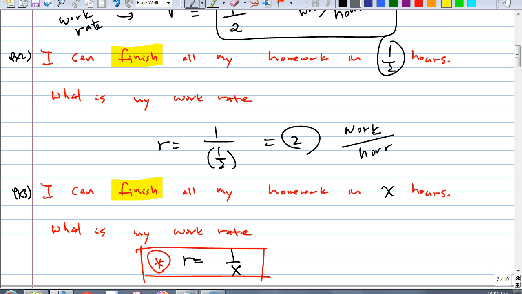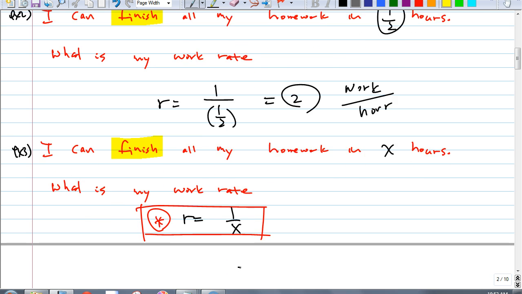Any question? Do we know how to find work rate now? Yeah. Okay. If you know how to find work rate, this worksheet is going to be really, really easy if you understand this part. So I'm going to give you a minute to explain to your group and see if they get it. Go ahead. Okay, then let's look at example 1.